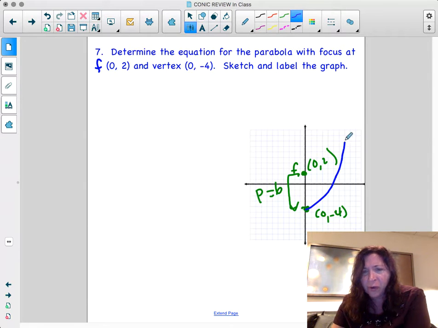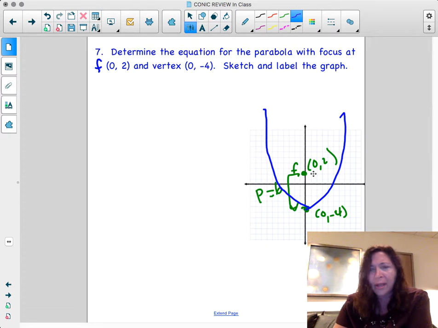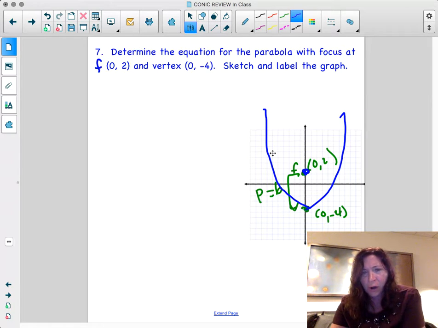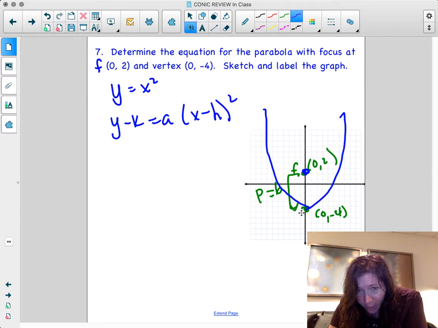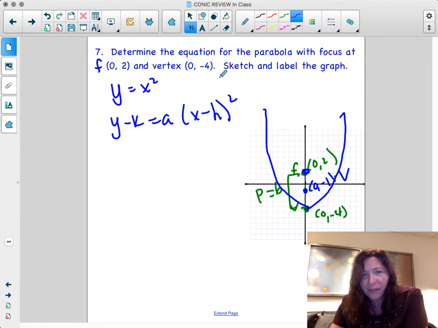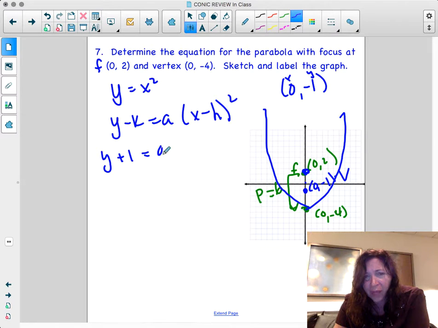So therefore, let's see here, vertex, focus, it's going to have to look like this, right? Because the focus point is always in the arc. So that's a y equals x squared. So we're going to go y minus k equals a times the quantity x minus h, squared. It means that halfway in between, if that's 6, I'm going to go down 1, 2, 3. So (0, -1) is my vertex. So if (0, -1) is the vertex, that goes with x, this goes with y. So it's going to be y plus 1 equals a times the quantity x minus 0 squared.